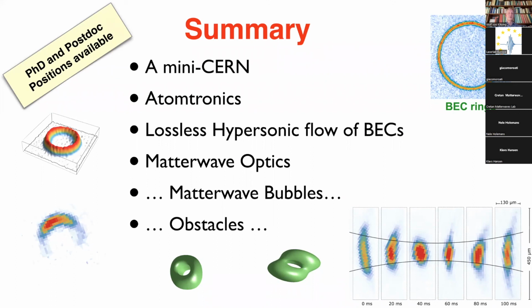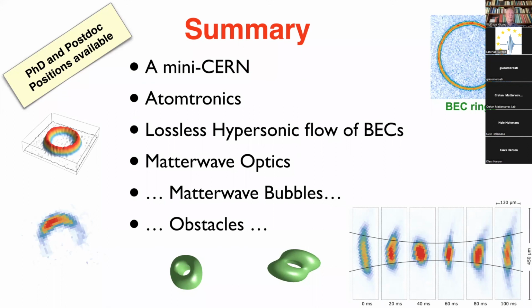We have demonstrated lossless hypersonic flow of BECs. Lossless in that it sees zero heating. There's no heating whatsoever. And the atoms propagate over very, very long distances. I didn't actually mention that, but the previous record was just a few hundred micrometers, and now it is 40 centimeters that we can transport them without observing any loss of internal coherence.